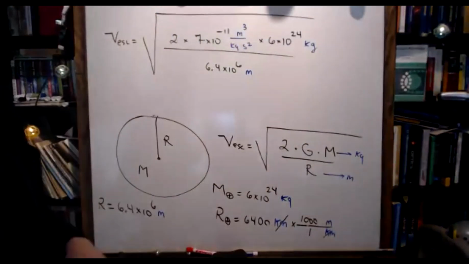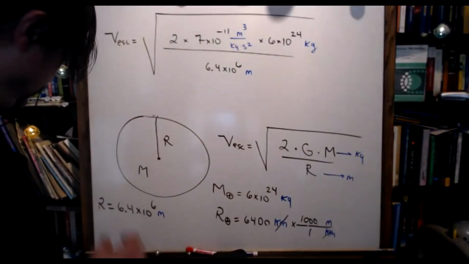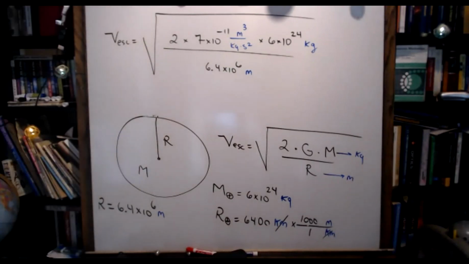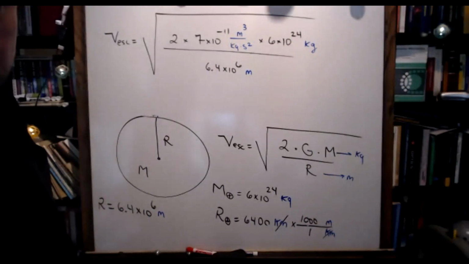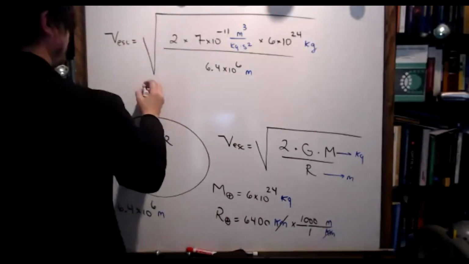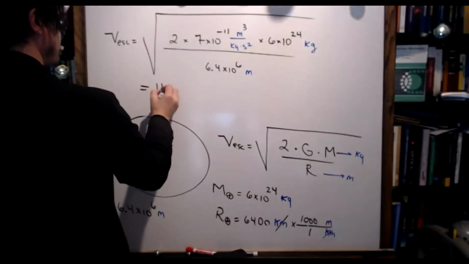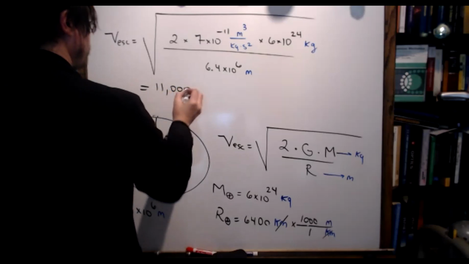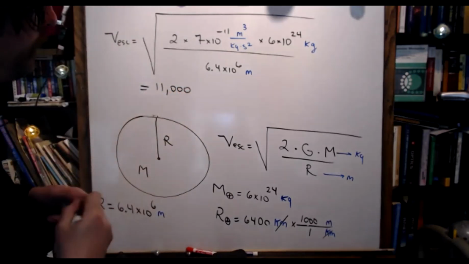Okay, so how should we round this number, guys? How should we round the number? 11,000. That sounds good to me. Meters squared, 11,000. What about the units? Meters squared per second squared.